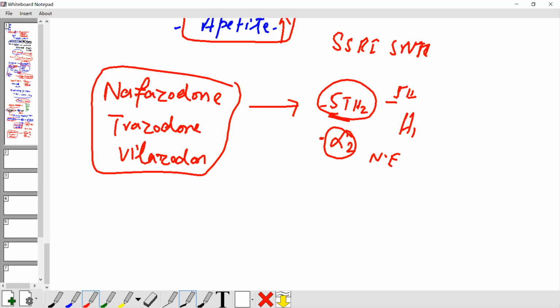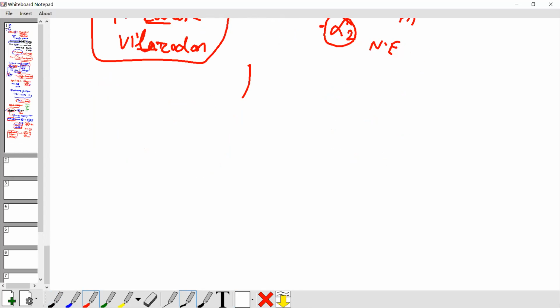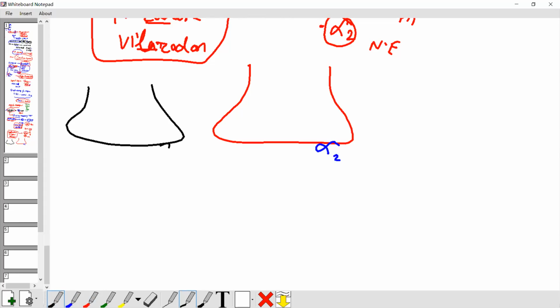They are reuptake inhibitors. Tricyclic antidepressants, they are reuptake inhibitors. Understand? They just block the reuptake. So here, nefazodone, trazodone, vilazodone, what are they doing? The presynaptic membrane here has the alpha 2 receptor, and the presynaptic membrane here has the 5-HT2 receptor. This 5-HT2 receptor gives a negative signal inside to decrease the release.